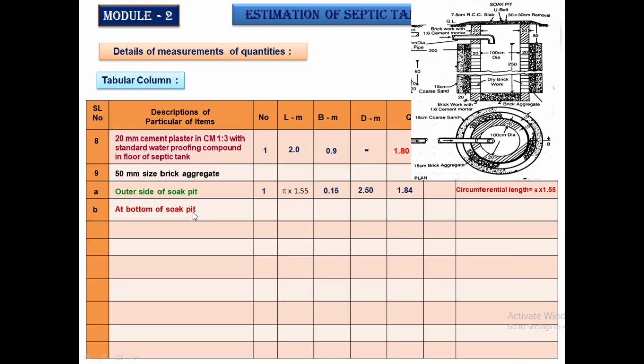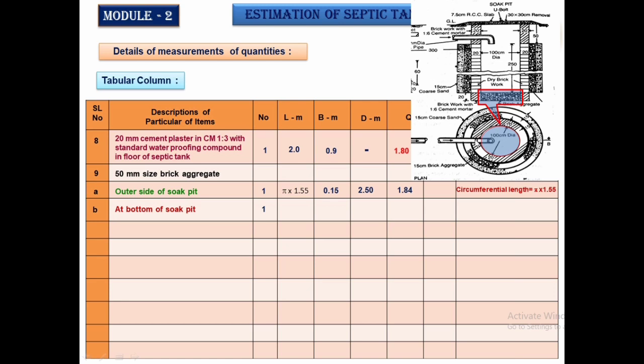And at the bottom you have the brick bats once again filled here. In this case you are filling it for the entire area. For this complete area you are going to fill it up. This is a brick bat which is provided. Therefore you are going to take it as pi d square by 4.